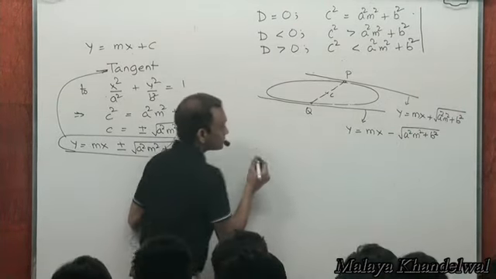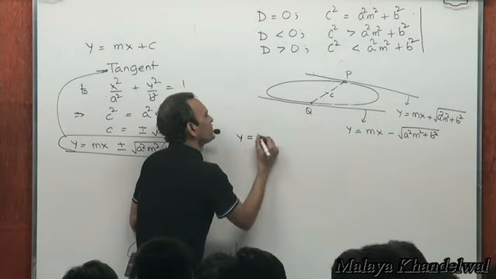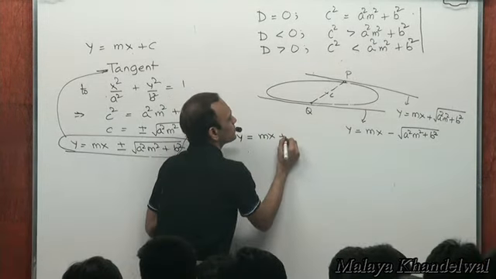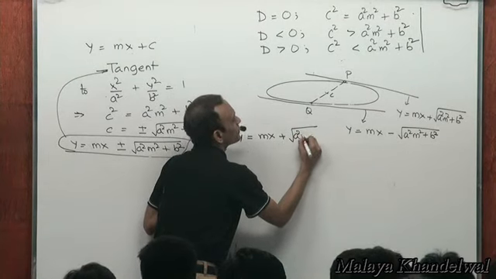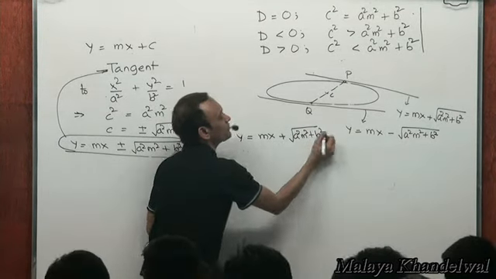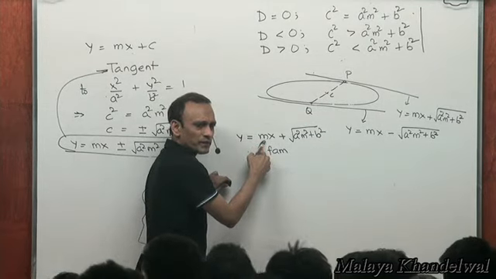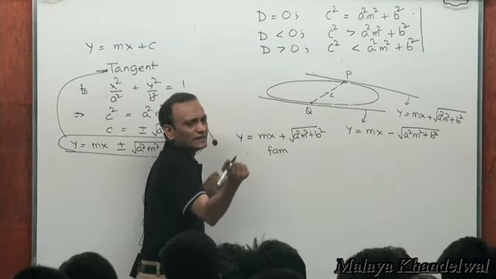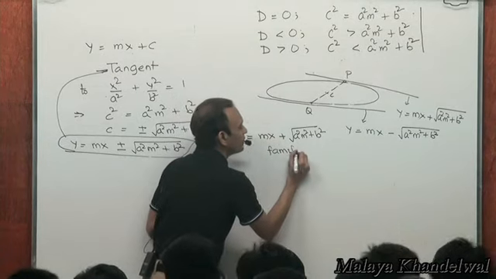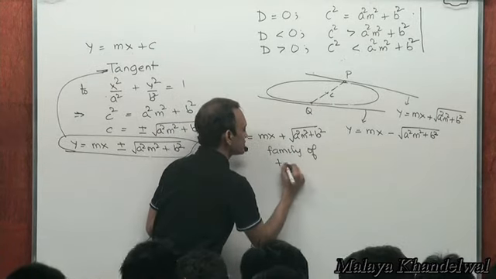In a very general sense, we will use y equals mx plus root a squared m squared plus b squared as a family of tangents, because I can keep varying m and I get all possible tangents to the ellipse. Family of tangents.